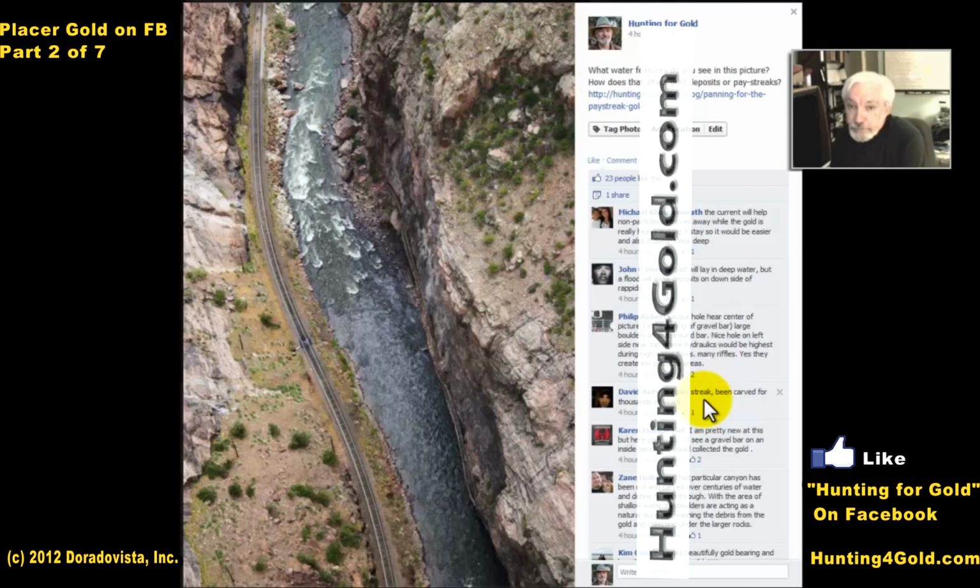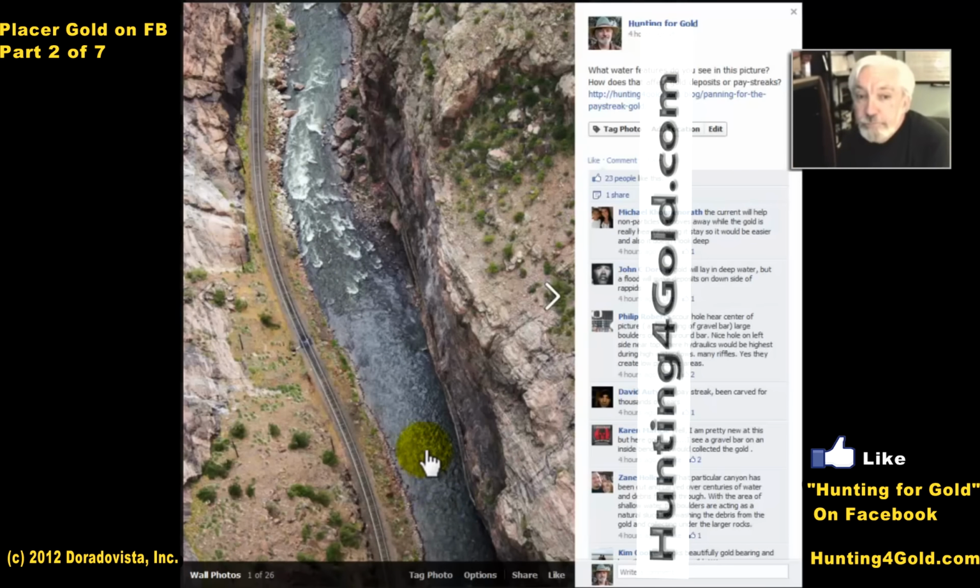It's a pay streak. They've been carved for thousands of years. Well, pay streaks and carving stream beds are two different things. I think, David, what you're getting at here is really, this canyon has been carved for thousands of years, and any gold that's in anything near it in terms of sources up on these cliffs would be flushed into this riverbed, and then pay streaks would form along the bottom based on the flooding actions of the water. And yes, that takes place over thousands of years, sometimes longer than that. And we'll leave it at that.